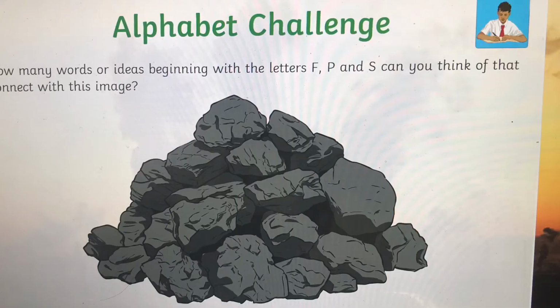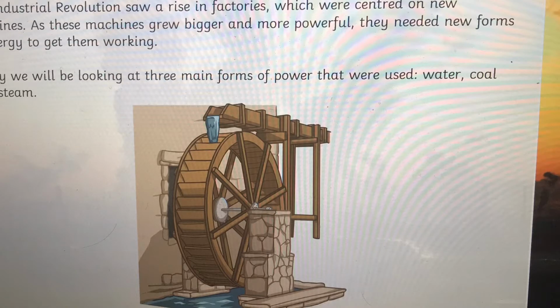Right, so let's start with a little warm-up, an alphabet challenge. How many words or ideas beginning with the letter F, P, and S can you think of that have to do with the image that you see of coal? What are the things that coal can do? What can we get from coal? Pause the video and see how many words you can come up with. Great, so I hope you have a very good list. Now, as we go through this PPT, check and see if any of those words happen to come up during our lesson. So, let's move on.